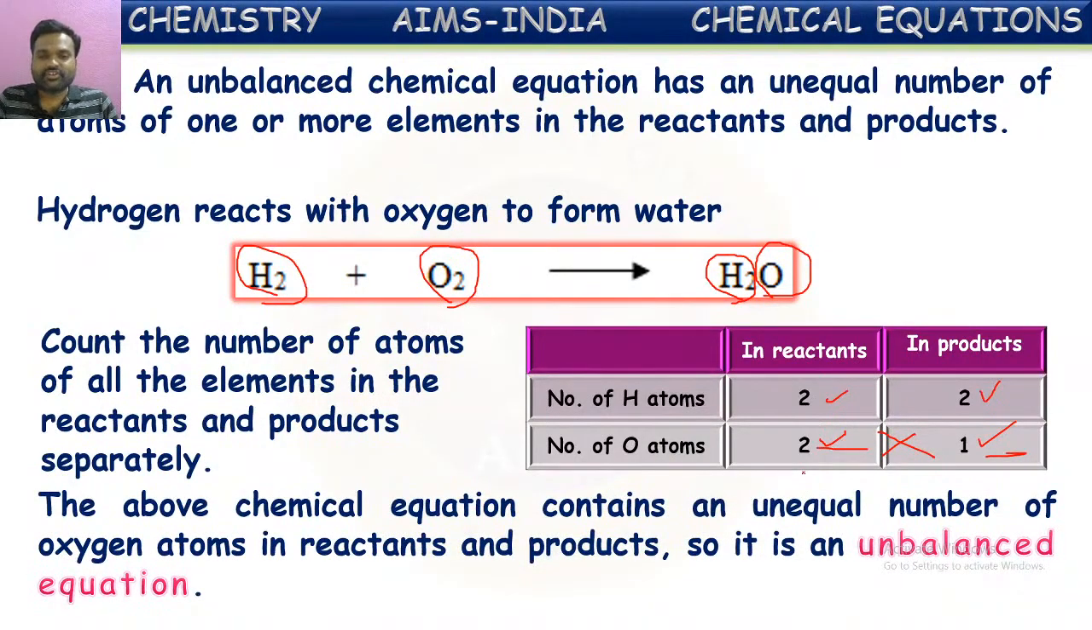So the above chemical equation contains an unequal number of oxygen atoms in reactants and products. So it is an unbalanced equation. The equation in which one or more atoms of an element are in unequal number on the reactant side and product side is said to be an unbalanced equation. So here, the equation representing the formation of water is an unbalanced equation because the number of oxygen atoms is unequal on both sides.